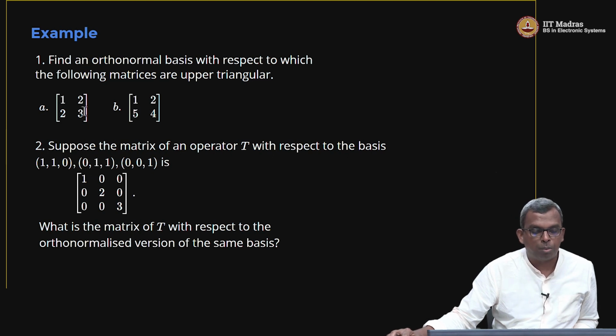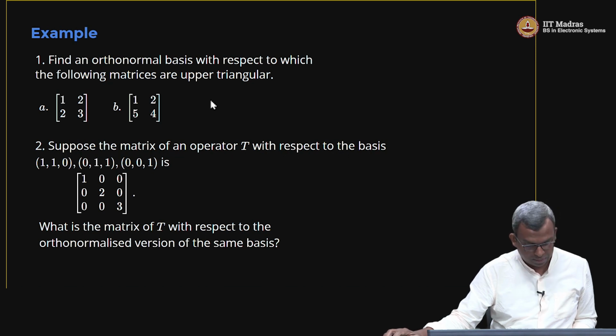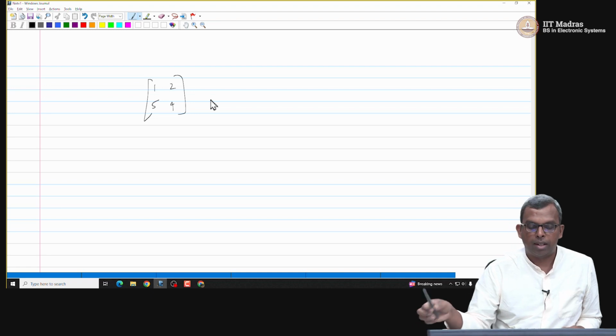So, we saw in the first example that, magically, we got an orthonormal basis with respect to which this was diagonal. Let us try the second example, 1 2 5 4. Okay. So, slightly different from before. Let us try this one.